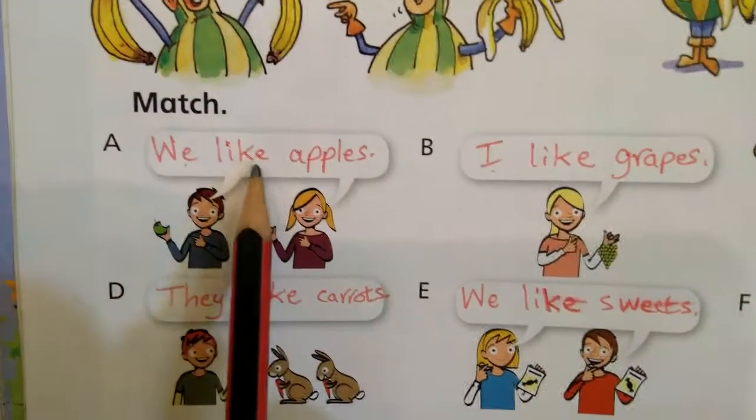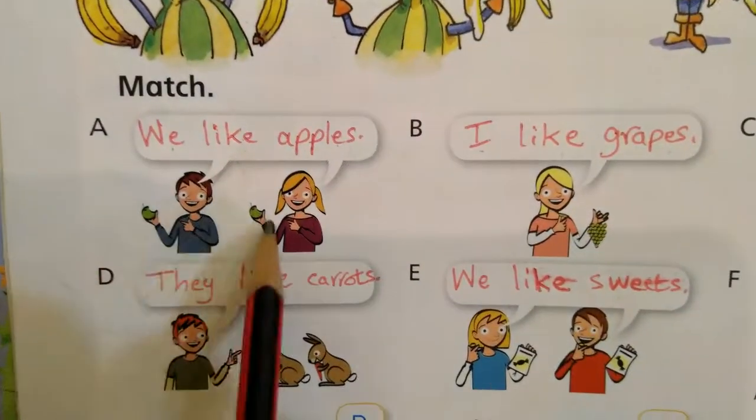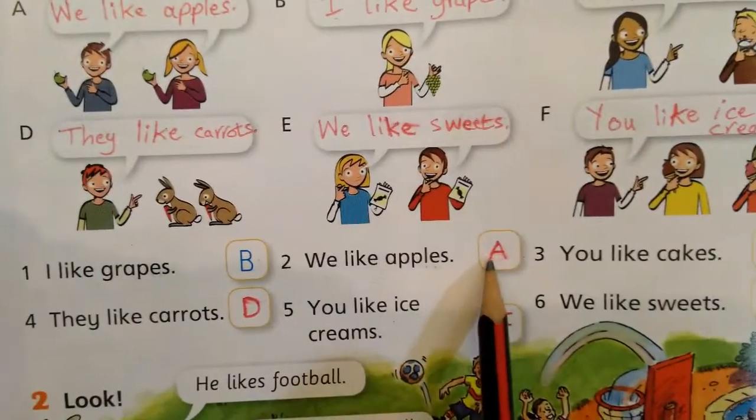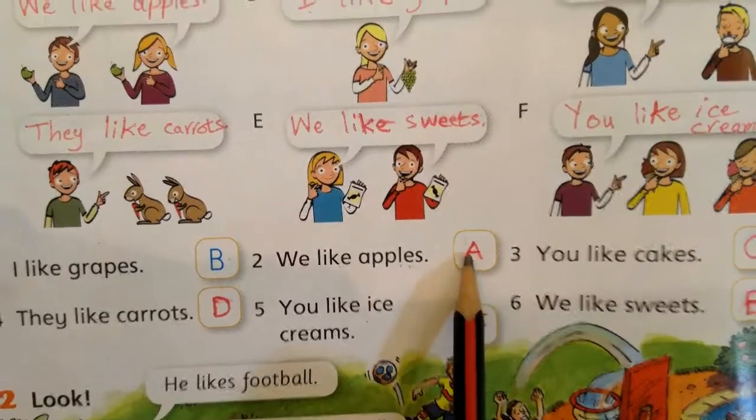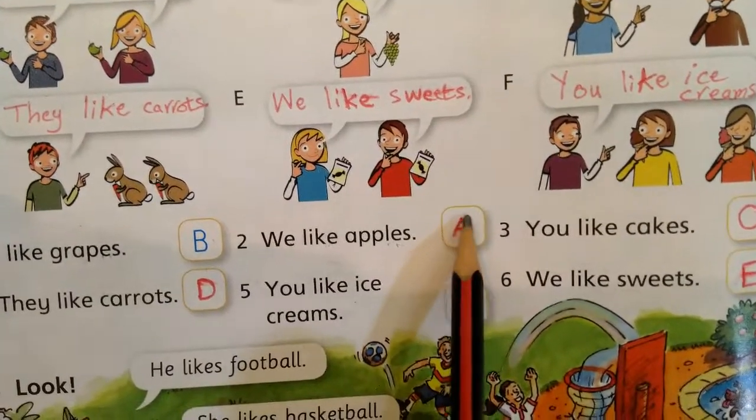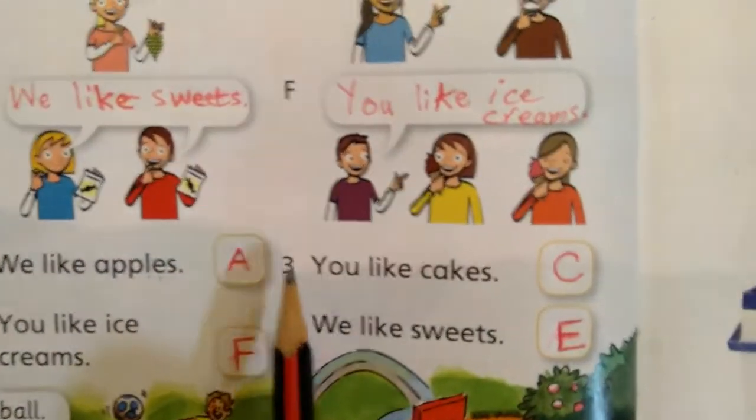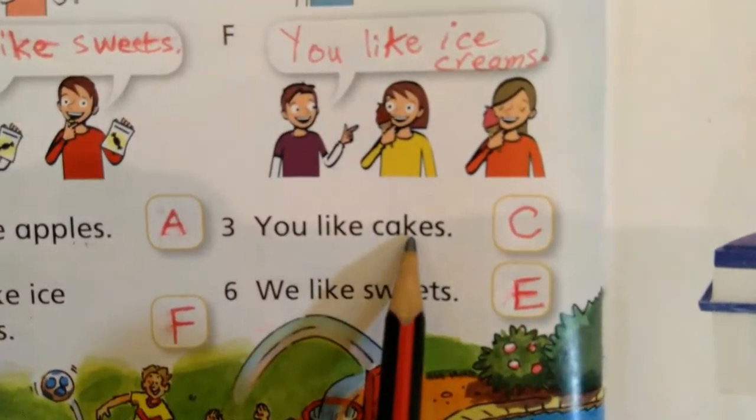We like apples. So, A. Picture A. Okay. Write down A. Okay. Bravo. Number three. You like cakes.